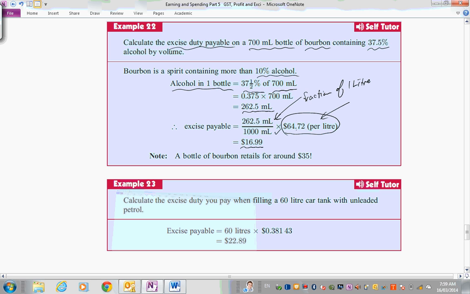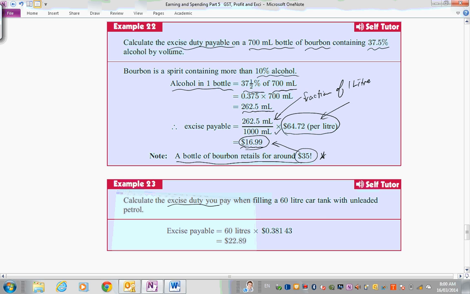So therefore, a bottle of bourbon retails for around $35, and in that, the excise would be $17. So it's about half of it. Half the charge goes to the government. That's what they're saying. Oh, and these are old prices, 2007, I would guess. But they're saying, well, note that a bottle of bourbon retails around $35, but hey, the excise was $17. Oh, so don't drink. It's too expensive. That's not good for you anyway.